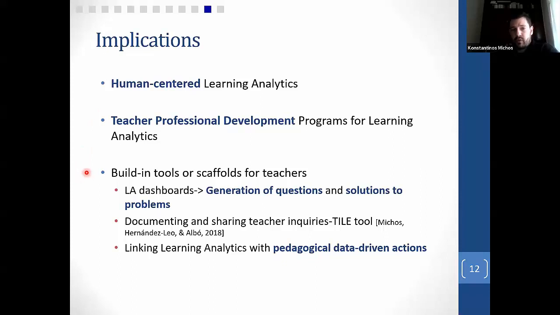And with respect to scaffolding, we differentiate between tools and processes. Tools might be some learning analytics dashboards, and then this needs to link to some solutions to problems or generation of questions. Another issue that we have experimented with regards the documentation and sharing of teacher inquiries, which allows shareable data-informed reflections. And finally, further research is needed to understand how learning analytics can be linked to pedagogically data-driven actions.